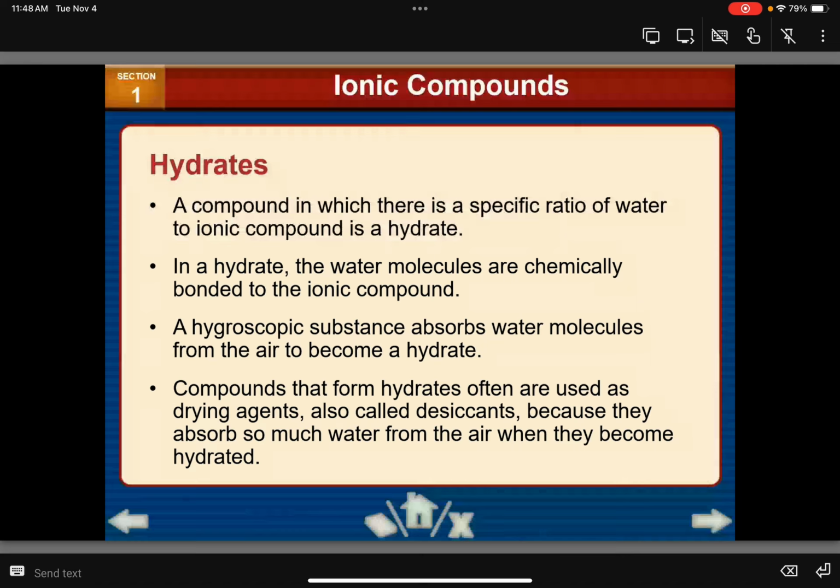Compounds that form hydrates are often used as a drying agent, and they are called desiccants because they absorb so much water from the air that they become hydrated. So you can actually buy some of these substances to put in your closet to help keep your clothes from becoming musty, or you put it in your attic or in your basement to absorb water so that things do not become musty.